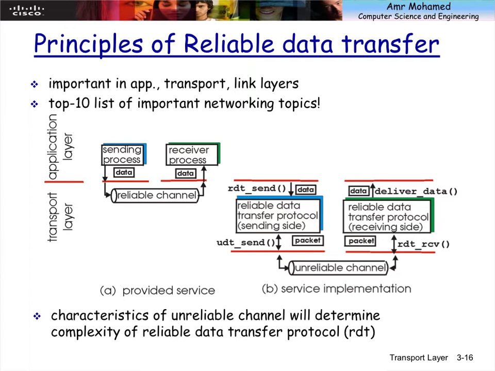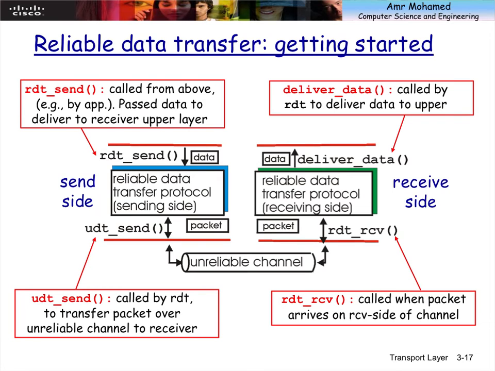Okay? Now, how do we achieve that? So this is what we're trying to do. We have reliable data transfer send, which is called from above. So this is an event. Any transport layer protocol will run as a process with some inputs and some outputs. Okay? The input is event based, triggered from the application.